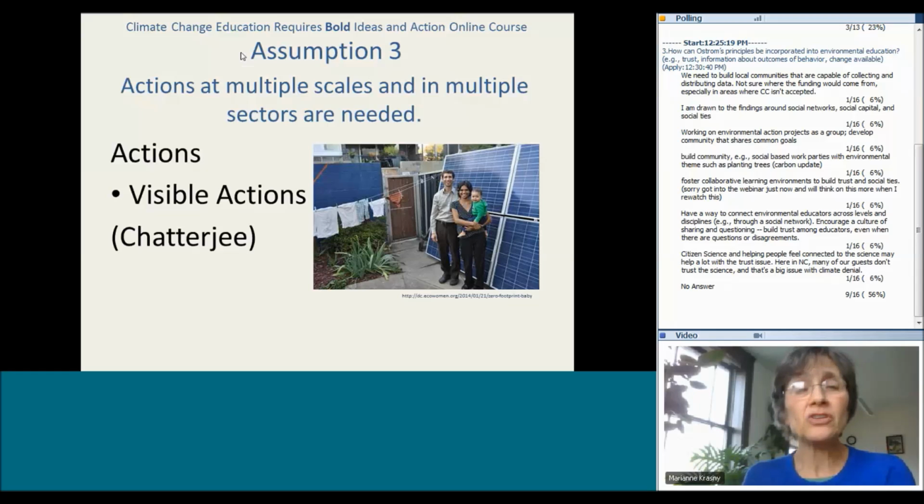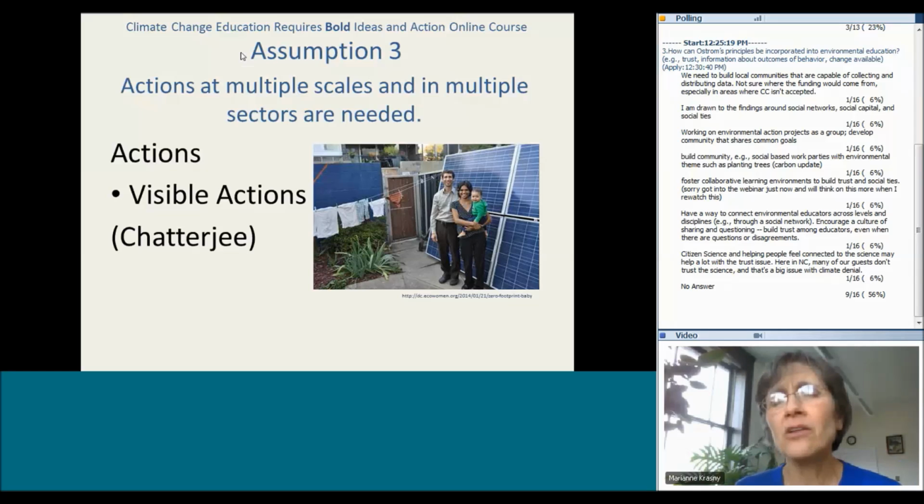So an action that's not so visible would be, say, saving water when I'm brushing my teeth, as opposed to a visible action, which would be if I put a solar panel on my roof. The whole idea is that if you have visible actions, there's a kind of peer pressure or a social norm created, and people want to copy you.